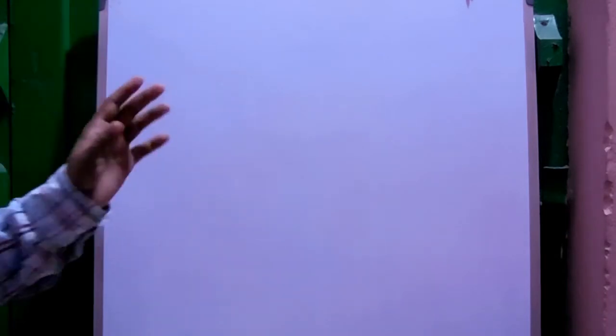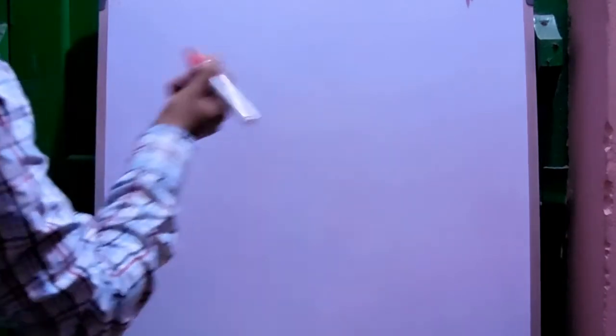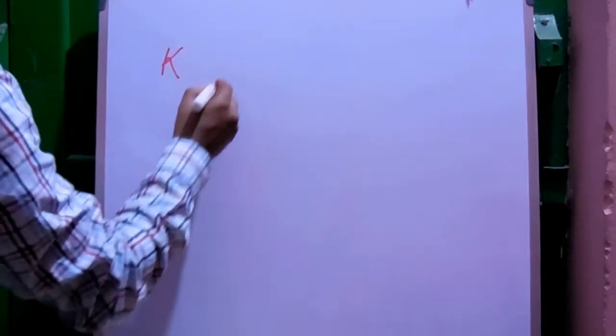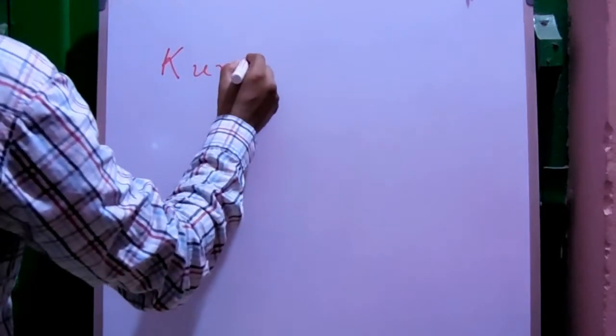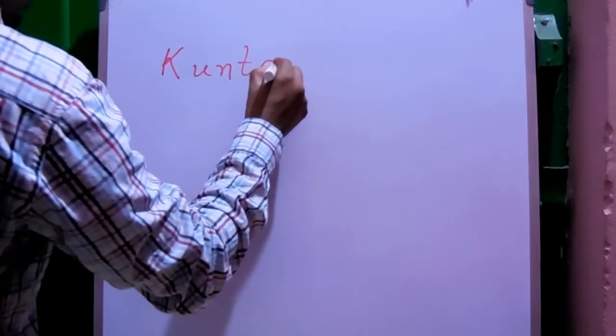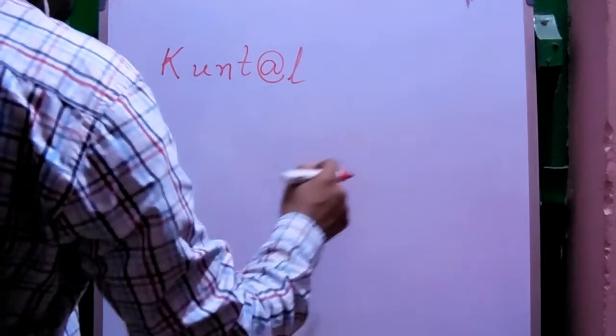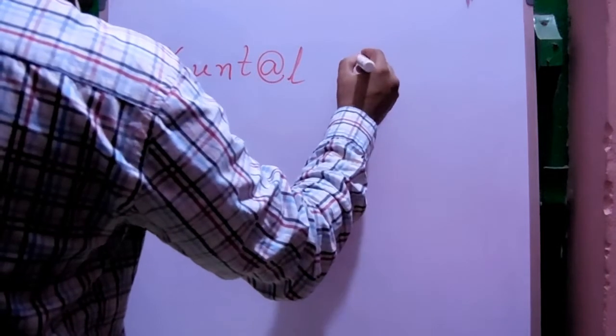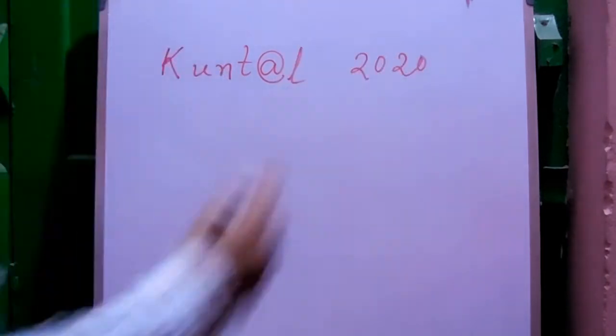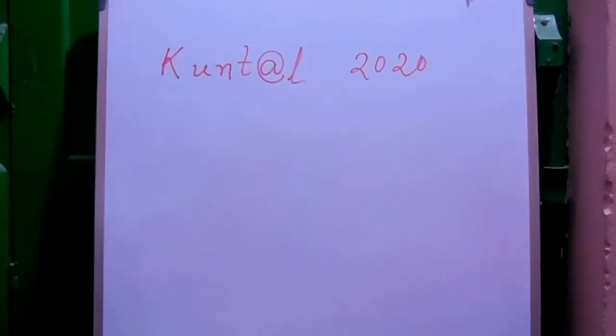Okay, so let's start. First we will take input. You know how to take input. That input part I am not showing you here, just the explanation part, otherwise it will be very big and you cannot understand. So suppose the input is like this: K U N T alpha @L, then one space, and then 2020. Suppose I have taken this as input.